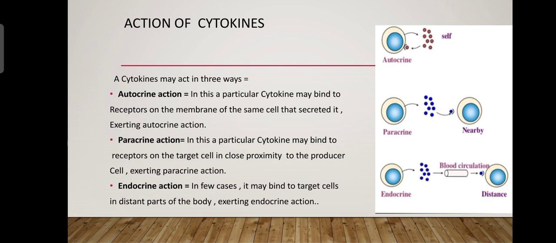Our last one is endocrine action. In a few cases, the cytokine may bind to a target cell in a distant part of the body. Here in this diagram, we can see that the secretion is at one place and the receptor is present at a distant or far place. So in three ways cytokines can bind to receptors.